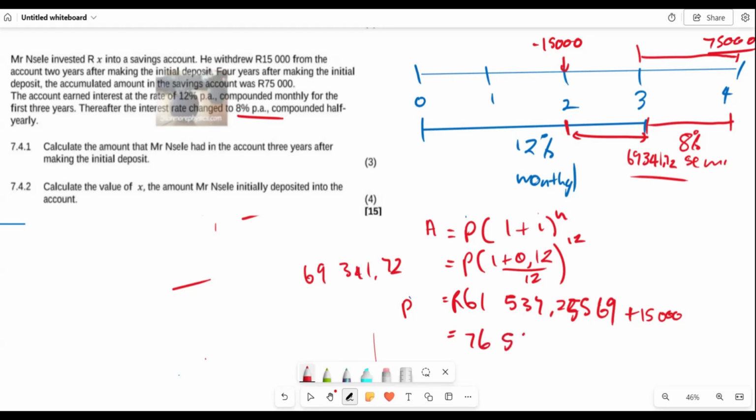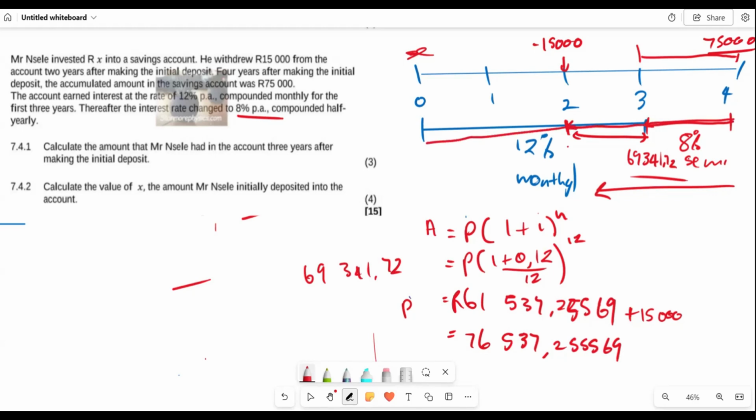So this is 76,537.255, right? This is going to be the amount here before the 15,000 was withdrawn. And then from here we can calculate what is going to be the initial amount, which is X. So in this case we are moving backward, we are moving this way, right? We started here to here, then now we are moving from here to this window.